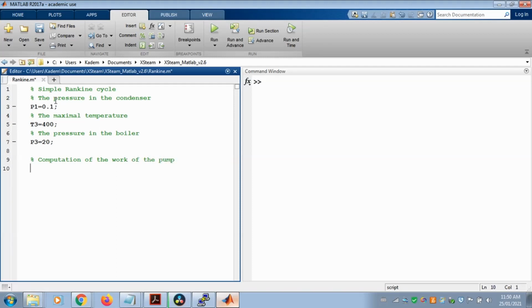So what do we know? We know that the work of the pump is equal to minus the integral of V dP, knowing that V will be constant because it's compressed liquid. So this will give us simply minus V1 cross P2 minus P1, right?